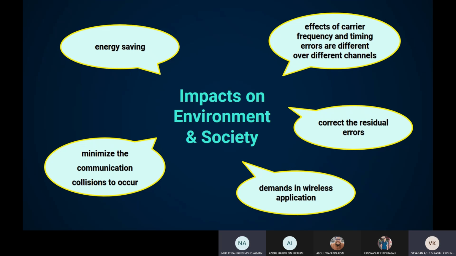As discovered in a study, the implementation of symbol timing recovery for estimation actually results in energy saving, as it diminishes the quantity of messages transmitted. And lastly, when synchronization is properly done, we could minimize communication collisions and avoid retransmissions.